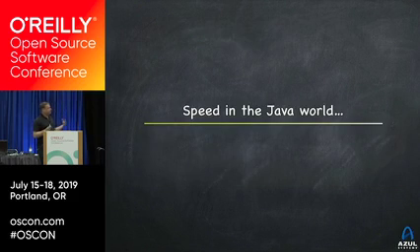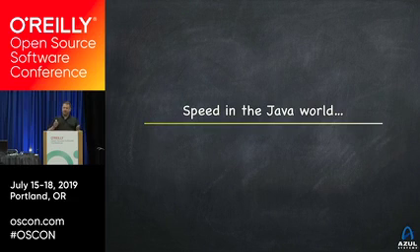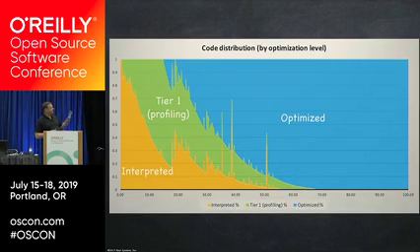So in the Java world, speed evolves. If you measure the first operation on a JVM and how long it took, you'll measure how long it took to launch a JVM. If you measure the second operation, you're probably going to still be measuring interpreted speed. And if you measure the millionth operation, you're probably going to measure optimized code. If you look at the evolution of code over time, it looks something like this.